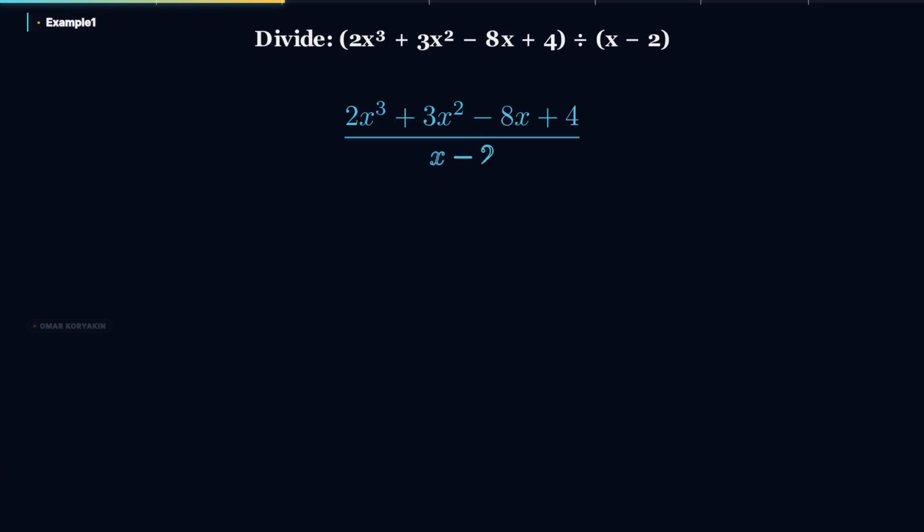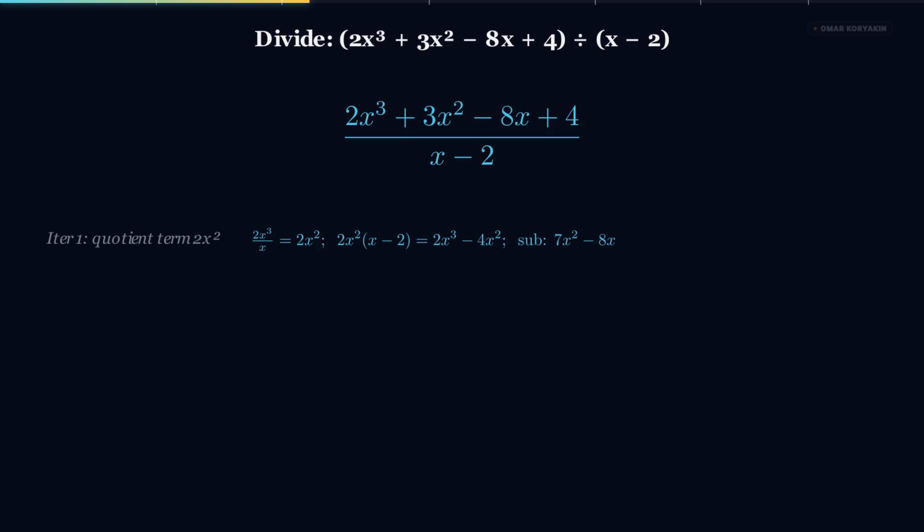Here is the first worked example. Divide the polynomial 2x cubed plus 3x squared minus 8x plus 4 by the polynomial x minus 2 using long division. Both polynomials are in standard form already, no 0 placeholders needed. Step 1. Divide leading by leading. 2x cubed divided by x equals 2x squared. This is the first term of the quotient. Multiply the divisor x minus 2 by 2x squared, which gives 2x cubed minus 4x squared.